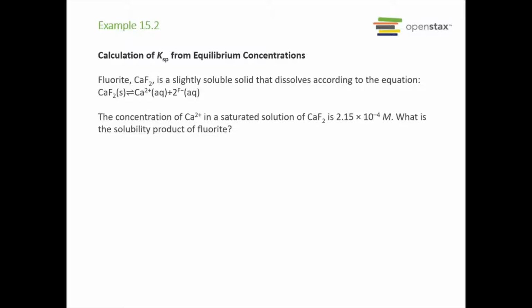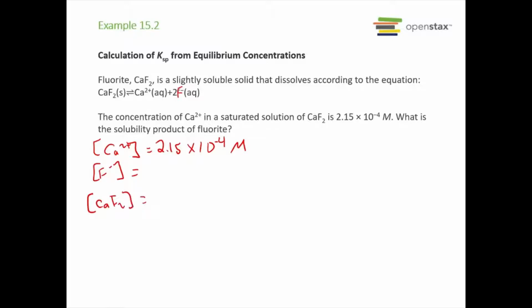So we can use our stoichiometry as well. We're told that the concentration of Ca2+ in a solution of CaF2 is 2.15 times 10 to the negative 4th molar. So we can use this to figure out the solubility product. So we need to figure out then the concentration of fluoride.